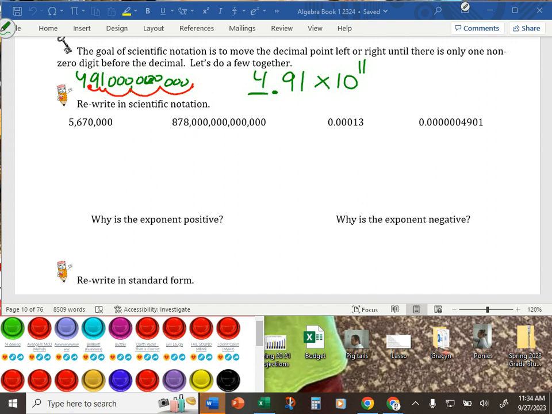Because it takes 11 tens or 11 moves to get the decimal back to the end of the original number. Follow me so far? Yeah. Got the gist of it?